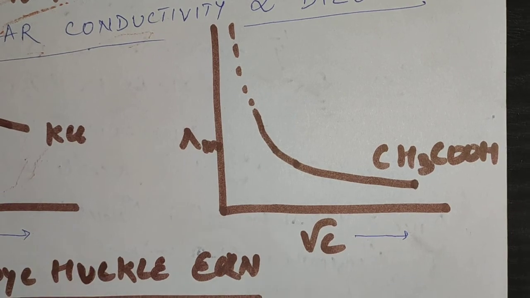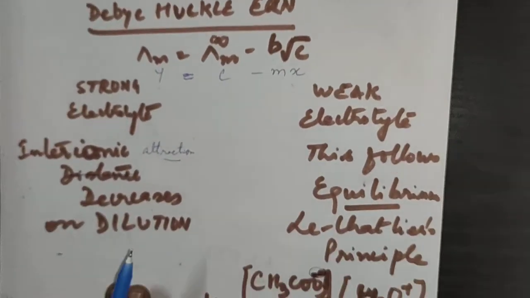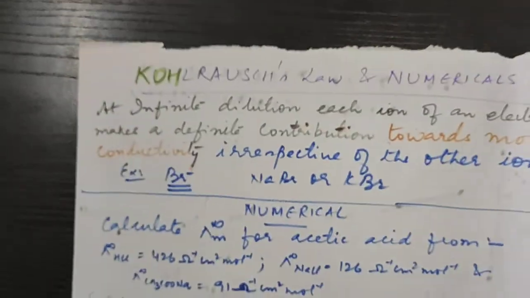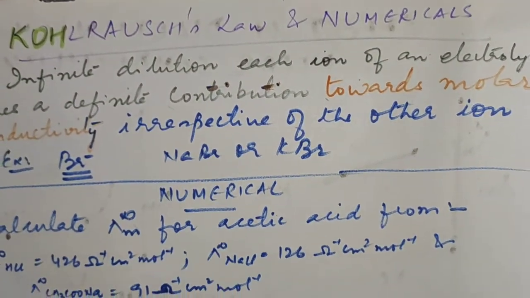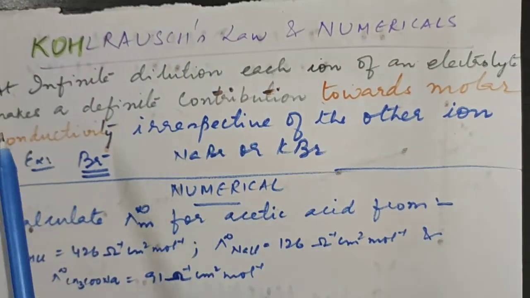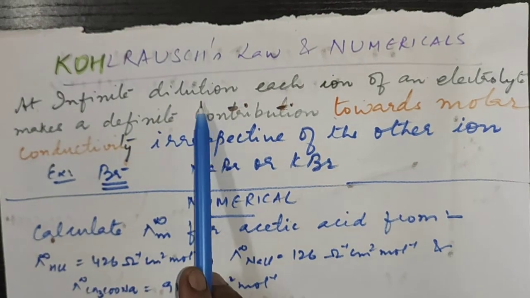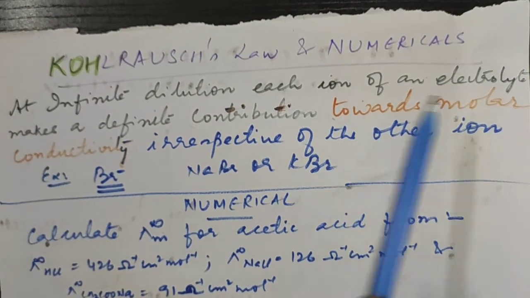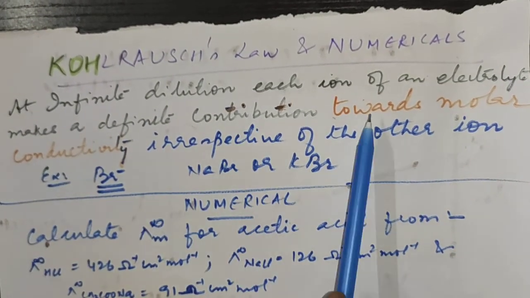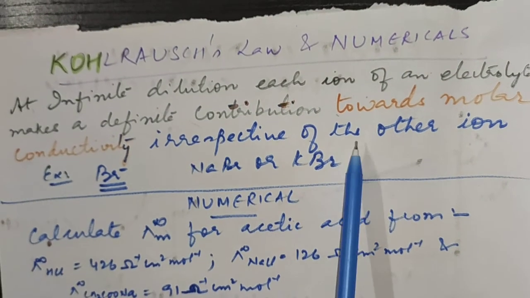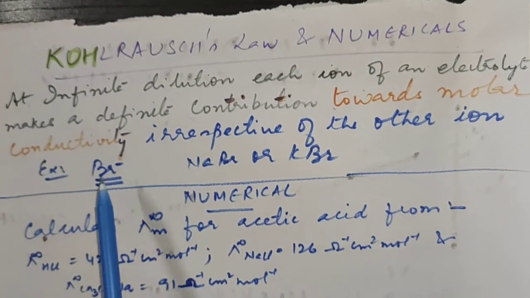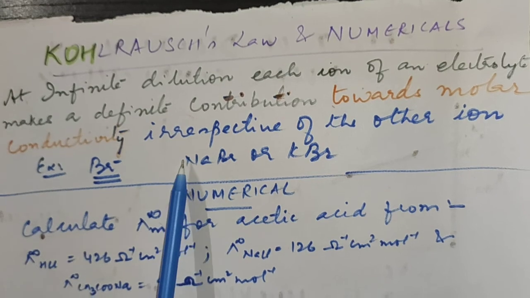both the reactions. Now this results in what is called a law, Kohl-Rausch's law, and you have sums on that. So what does this Kohl-Rausch law say? It says that at infinite dilution, each ion of an electrolyte makes a definite contribution towards molar conductivity irrespective of the other ion, which means that this is specially meant for strong electrolytes.